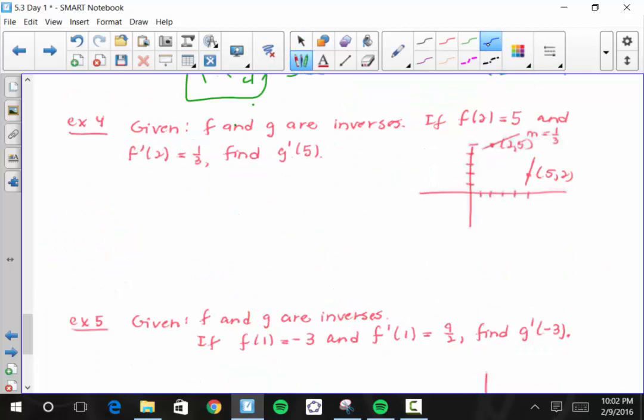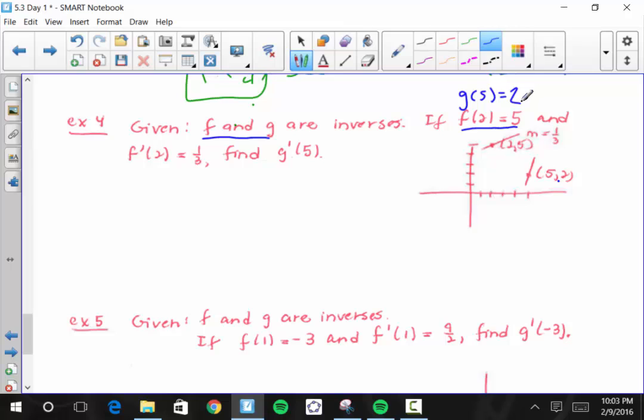Okay, this next question right here is a classic AP question. They're not going to give you any functions to find the derivatives of or anything like that. They're just going to say, hey, we got two functions, they're inverses. They're going to say one function goes through a point, and because they're inverses, you know the other function goes through the point 5, 2. So you know g of 5 is equal to 2.